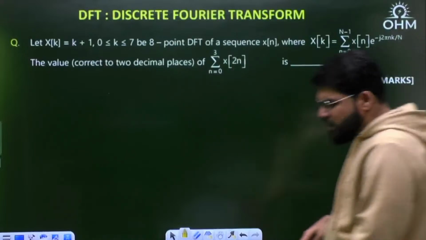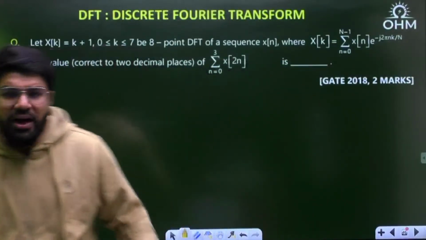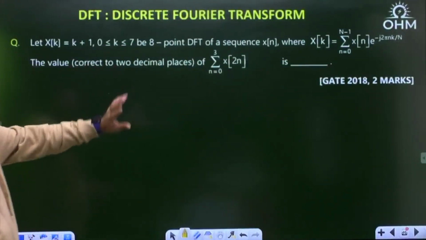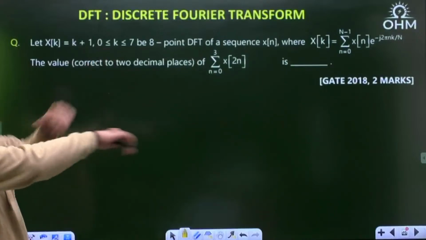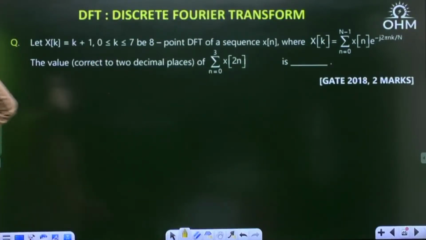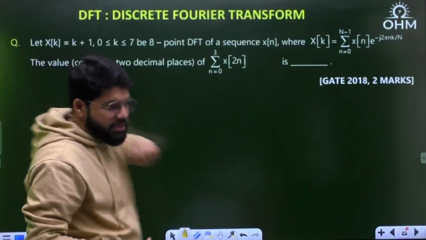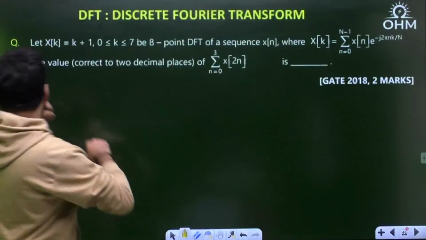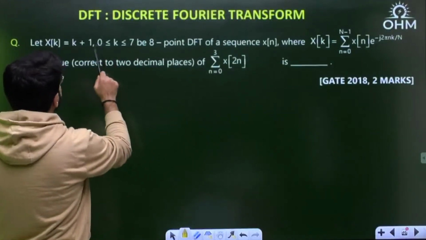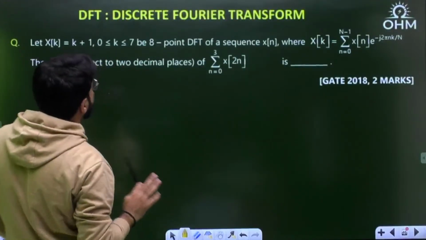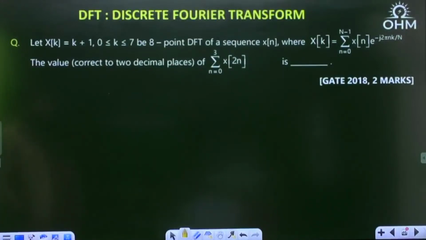Next question, GATE 18 2 marks question. Again, if you understand what is required, see, there is a DFT given. First of all, it's a 2-mark question, a good one. The approach is very simple, the question is good. X(k) is equal to k plus 1, for 0 less than or equal to k less than or equal to 7. Let this be the 8-point DFT of a sequence x(n).